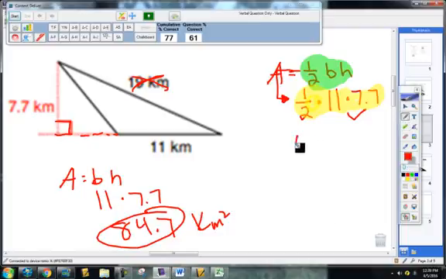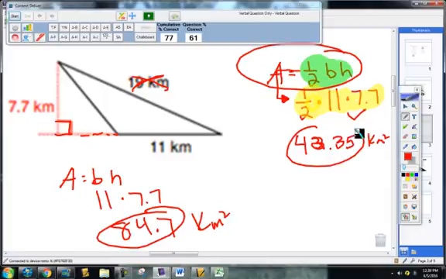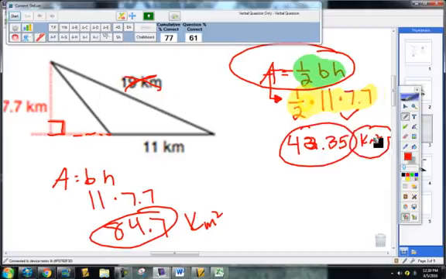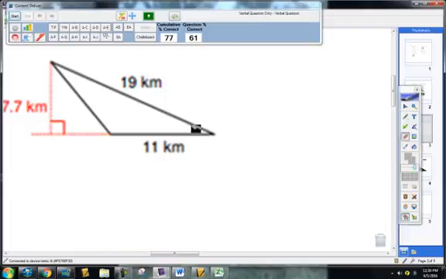You're going to end up getting 42 and 3/500 kilometers squared. Here's my 3 points. Formula, answer, units. Right? Formula, answer, and units. Okay? Let's go on.